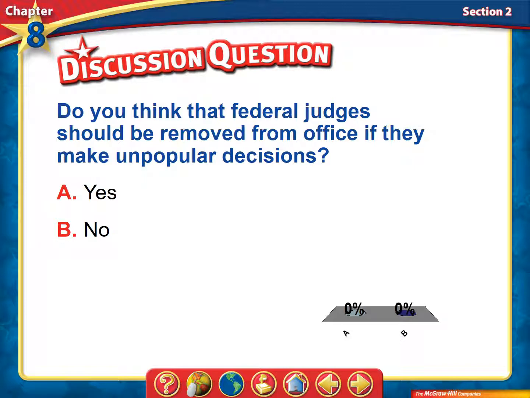So, should federal judges be removed from office if they make unpopular decisions? This is the whole reason we have a court system. They are above the political fray. They can be removed from office for misconduct, but they have the right to make decisions that are unpopular. For example, when Ruth Bader Ginsburg voted on the Roe v. Wade decision, it was obviously a very controversial one. But guess what? No one fired her for it. She had the right to vote her conscience.